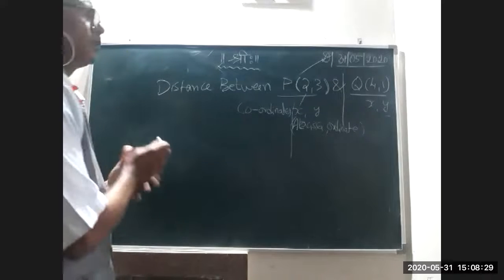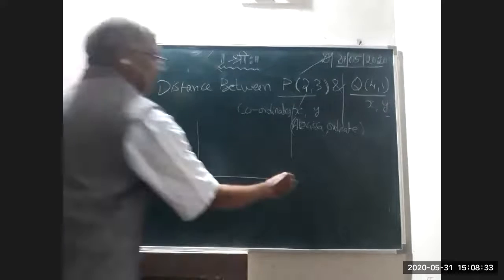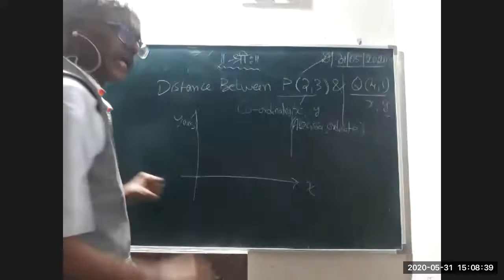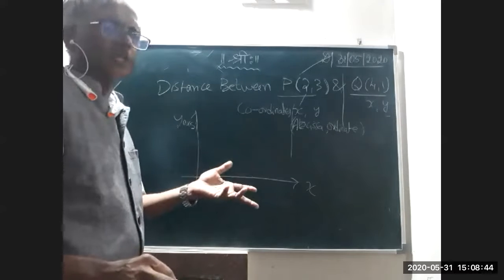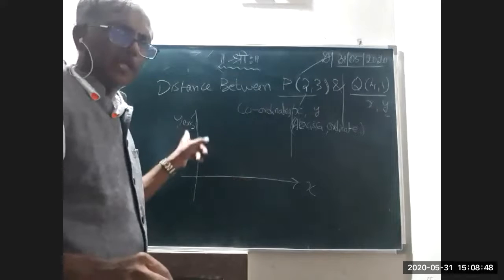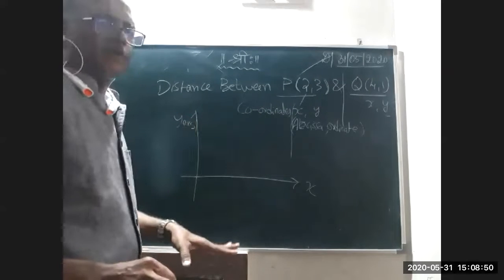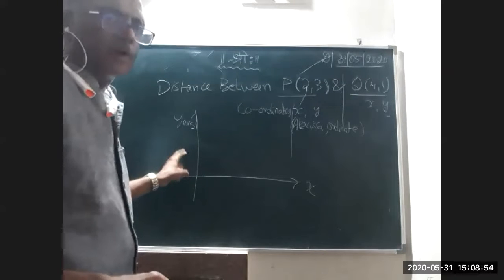Now, friends, I will draw the graph. This is x-axis. This is y-axis. Most of my students, since it is a multiple choice question, will not do that. If it is a 2-mark question, they will definitely write the graph, even though it is not asked. So therefore, please represent this in the graph mode.